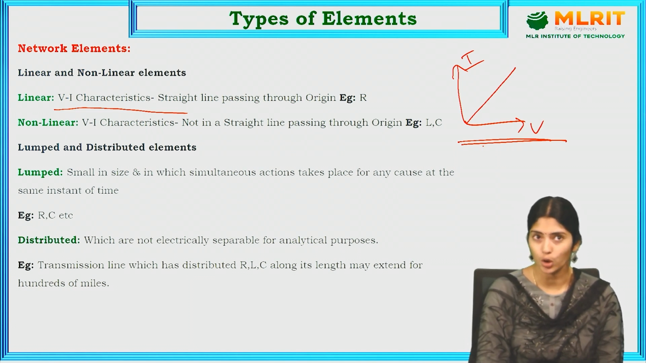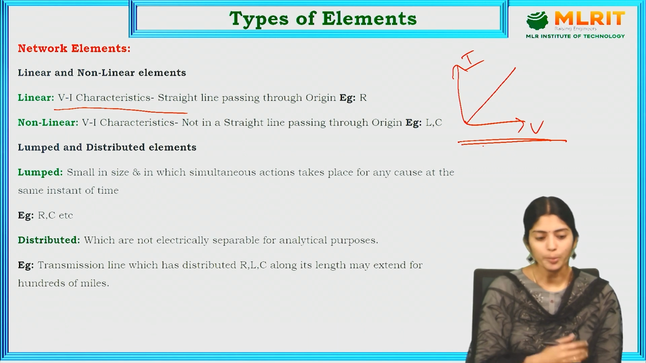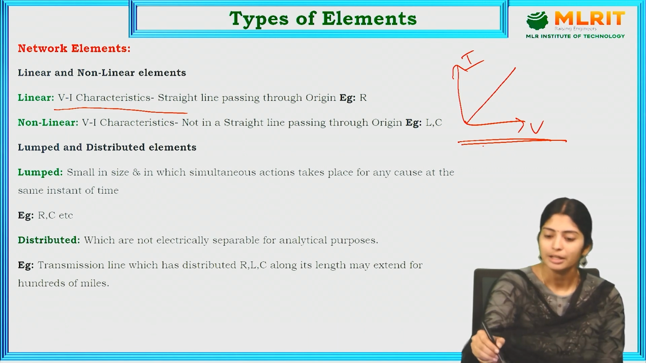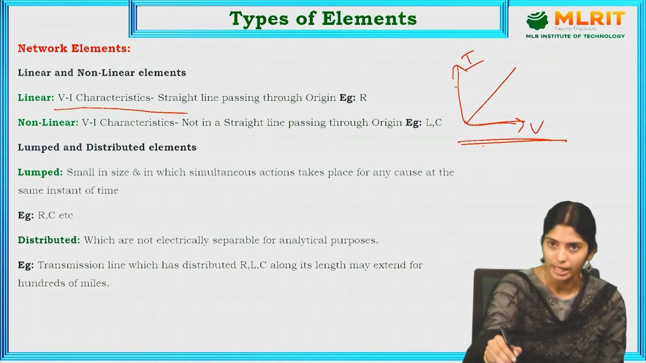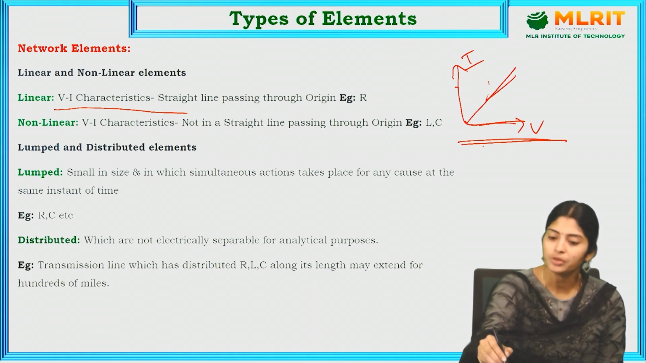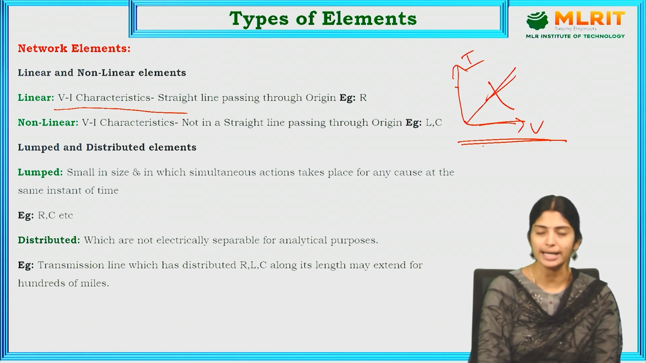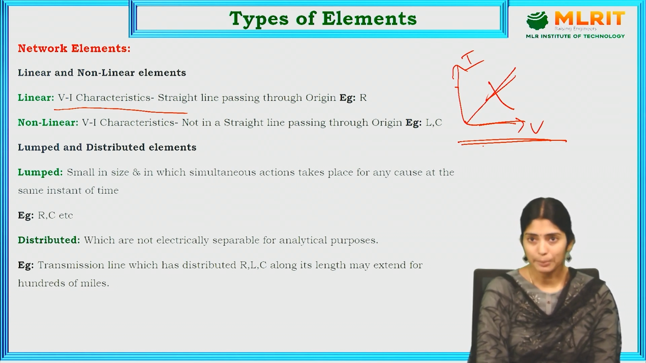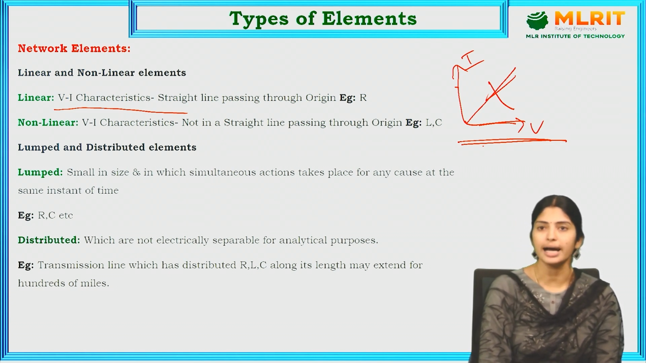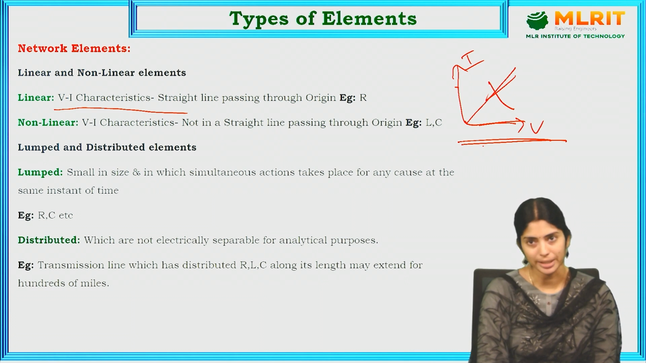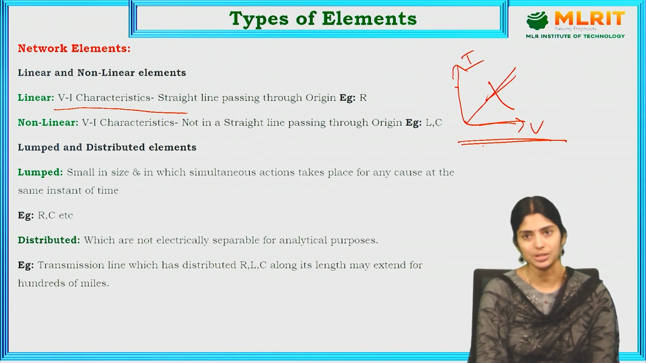Next, coming to the non-linear elements. Opposite to the linear elements are non-linear elements. That means if we draw the graph between the voltage and the current, the line will not be a straight line passing through the origin. These types of elements are called non-linear elements. Examples of linear elements are resistors and examples of non-linear elements are inductors and capacitors.